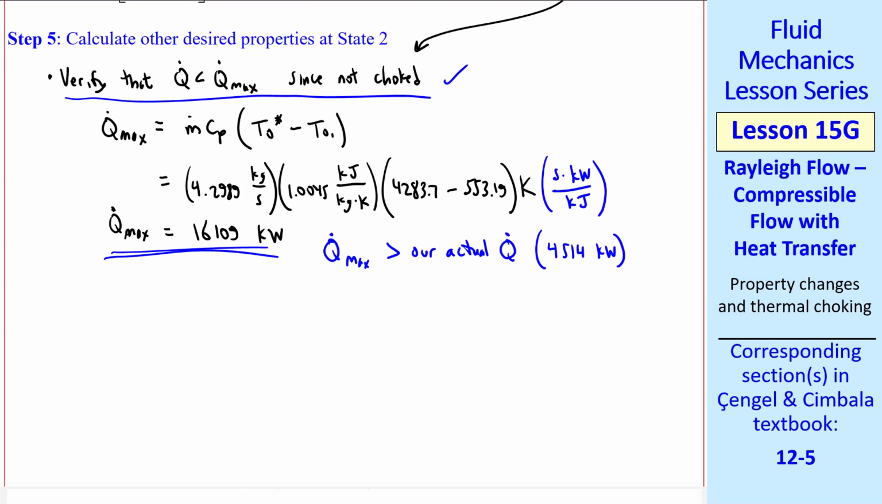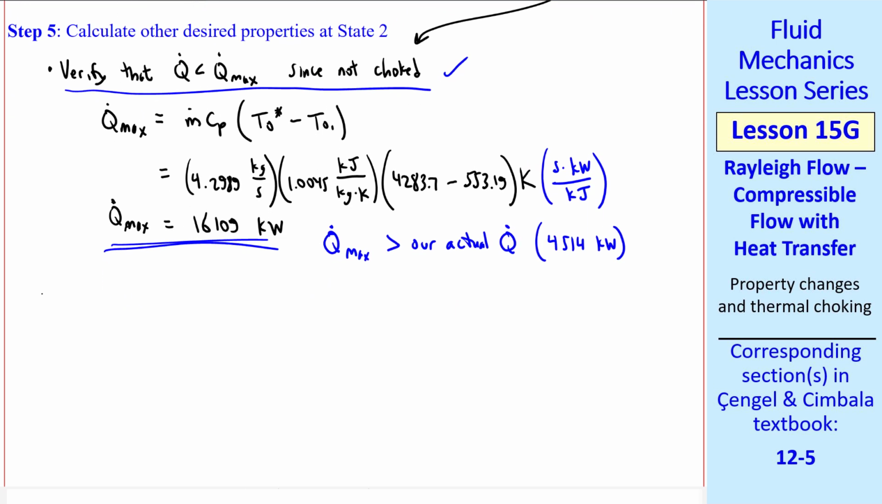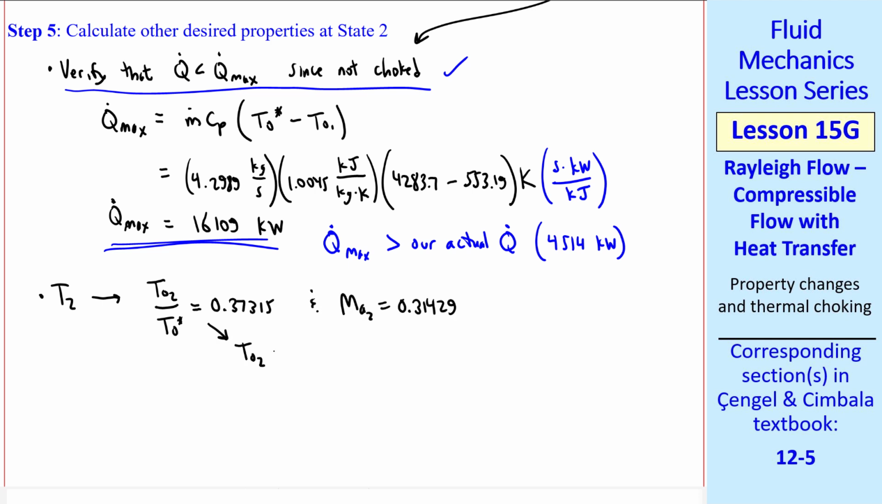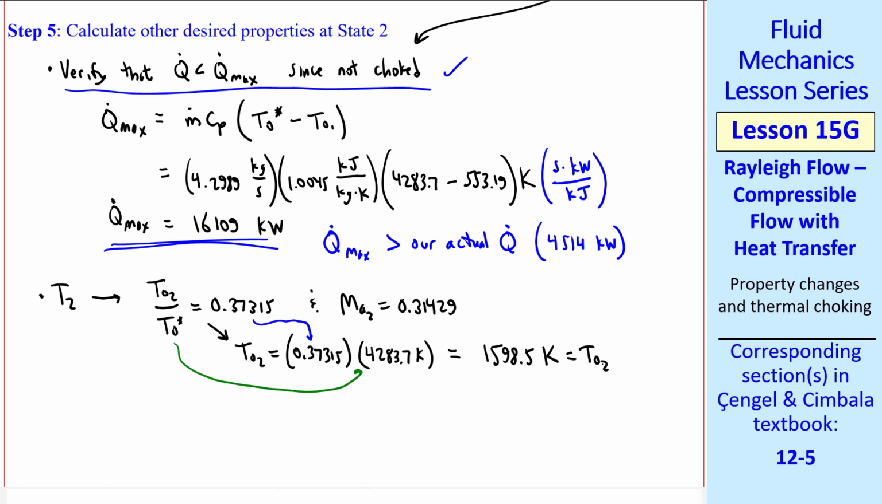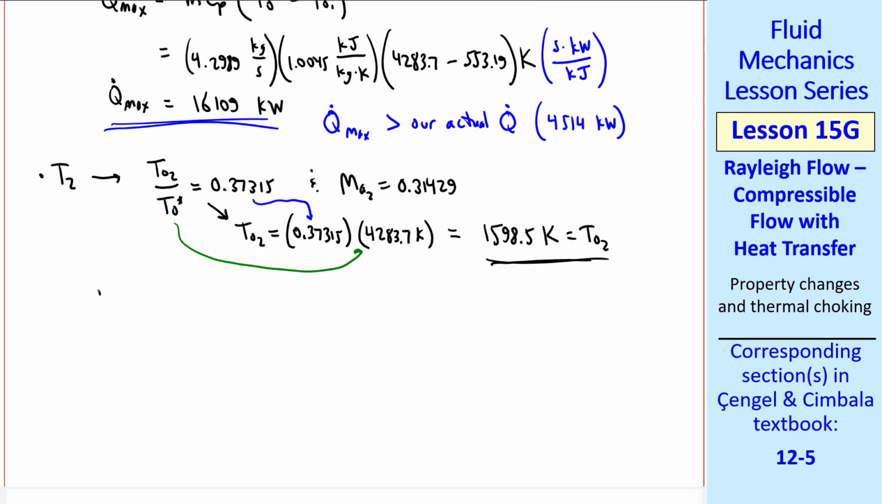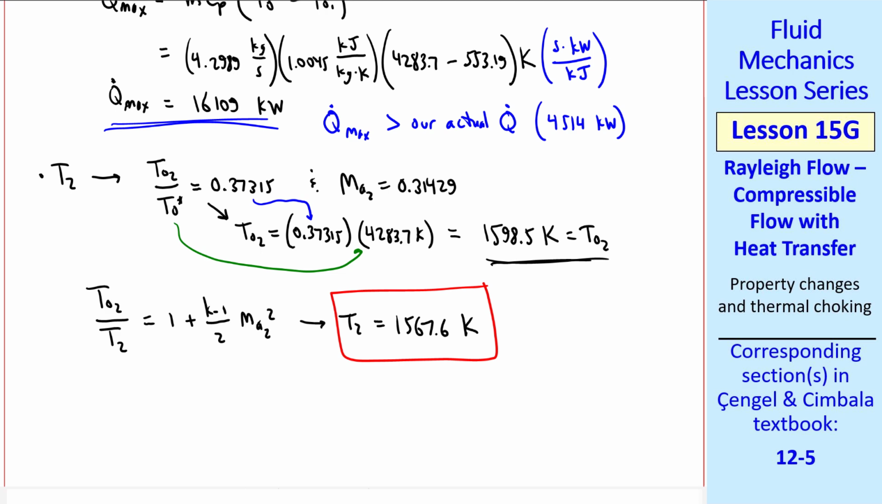We can calculate all the desired properties at state 2. I won't show all of them, but for example, T2, how do we get it? Well, there are various ways, but let's take T naught 2 over T naught star, which is known from our previous calculations, and we calculated Mach number 2. So from this, T naught 2 is this ratio value times T naught star, giving us T naught 2. But we want static temperature T2. Well, for that, we can use our old friend T naught 2 over T2. Solve this for T2. I get 1567.6 K.